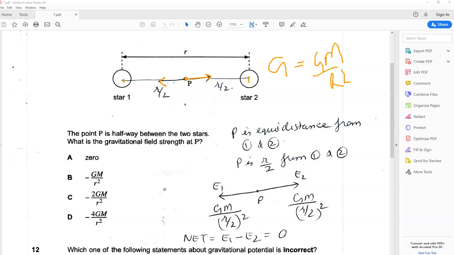So the distance is r by 2, because r is what is given in the problem. It's the distance between the two centers. So the gravitational field E1 because of star 1 is Gm by (r by 2) whole square, and E2 will be Gm by (r by 2) whole square. If you look at this, these two values are the same. So this is like having vectors with the same magnitude but opposite direction. So obviously the net gravitational field at this point will be 0, which is answer A.